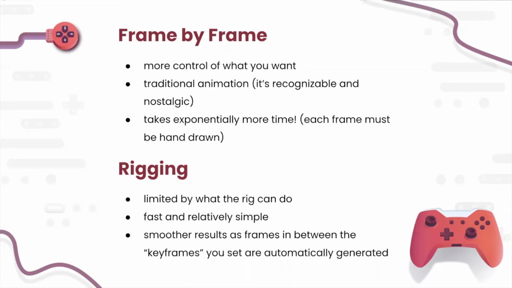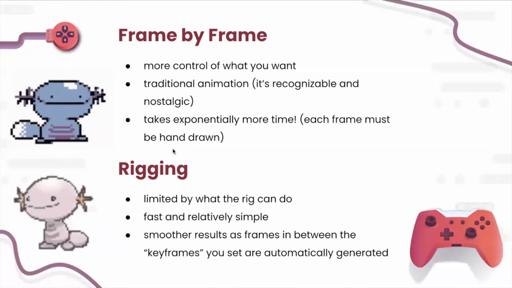The other option you have is rigging. The downside to this method is that it's limited by the rig. It's not like frame by frame animation where you can have complete creative control. However, rigging has become more and more common for its benefits. For instance, it's significantly faster than frame by frame animation and relatively simple. Rigging also tends to have smoother results as the frames in between the keyframes you set are automatically generated by the computer.